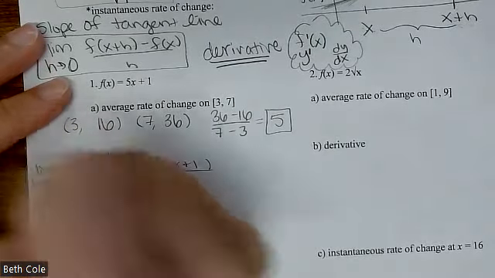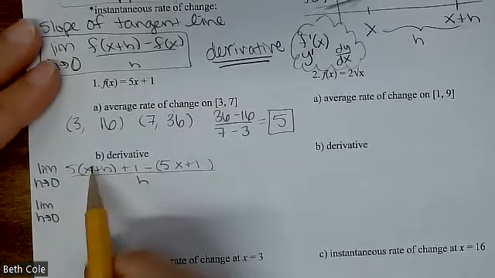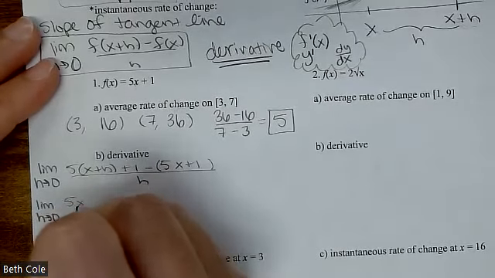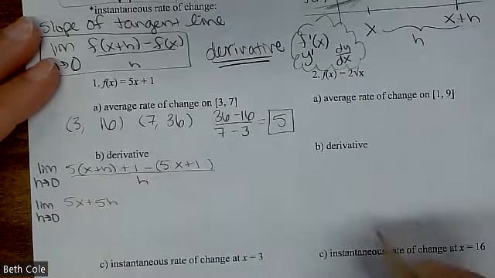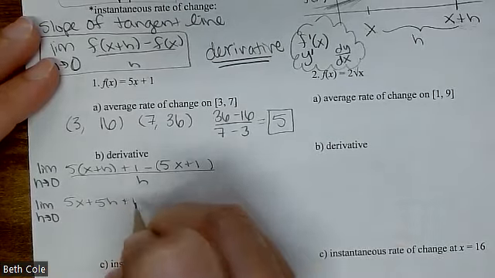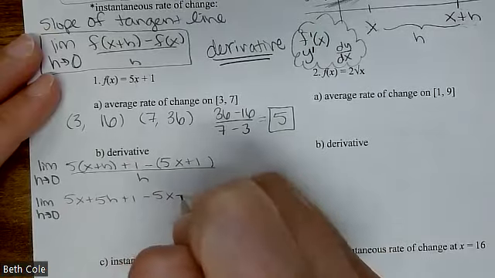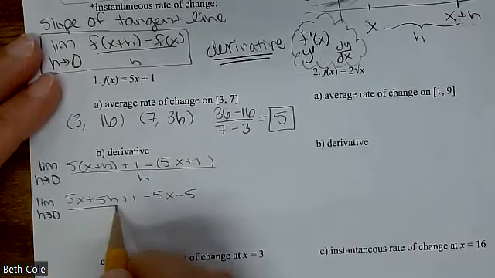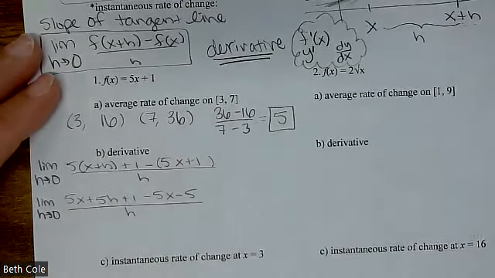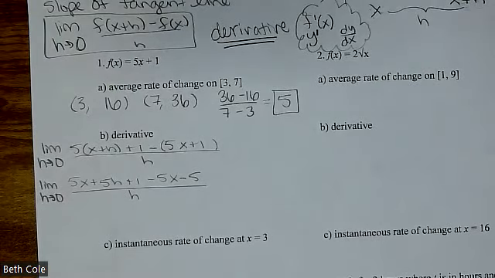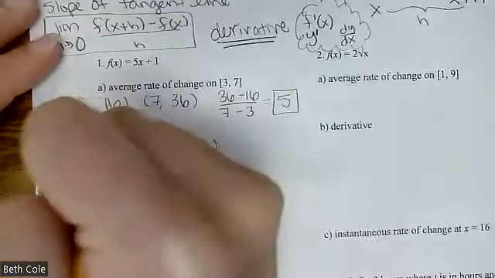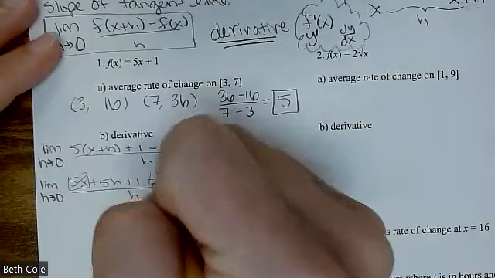Limit as h goes to 0. You're going to distribute the 5. That'll be 5x plus 5h plus 1. And then distribute the negative. It'll be minus 5x minus 1, all over h. 5x's cancel. Very good. What else?